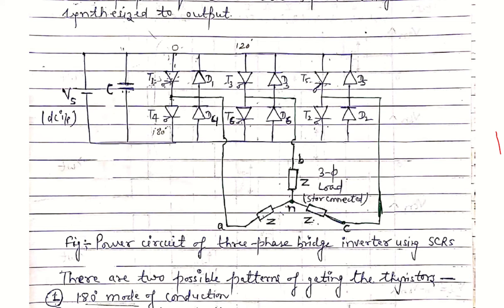T1 will be fired at 0 degrees, then T3 at 120 degrees, and T5 at 240 degrees. Similarly, T4, T6 and T2 are fired at intervals of 120 degrees. But each individual thyristor conducts for a duration of 180 degrees, while they are fired at an interval of 120 degrees in the positive group as well as in the negative group.